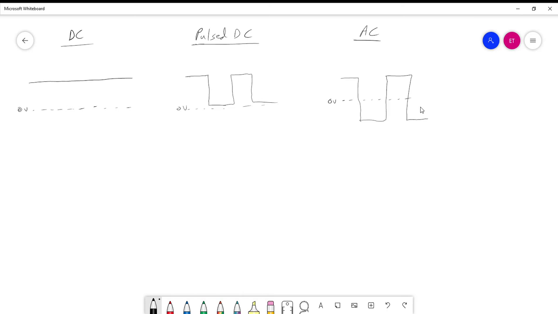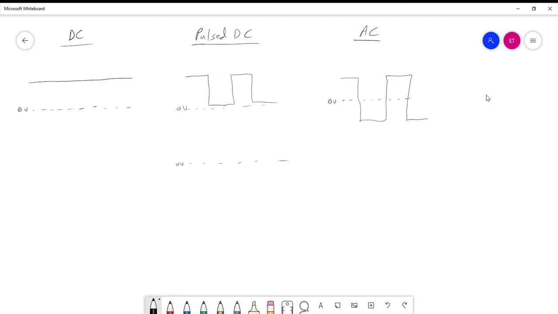It does not have to be this shape of what we would call a rectangular or a square wave, and maybe if it's 50% duty cycle, it's a square wave. It could be other shapes, so let's look at some of those other shapes. Pulse DC, again, doesn't reverse polarity, so let's look at this.